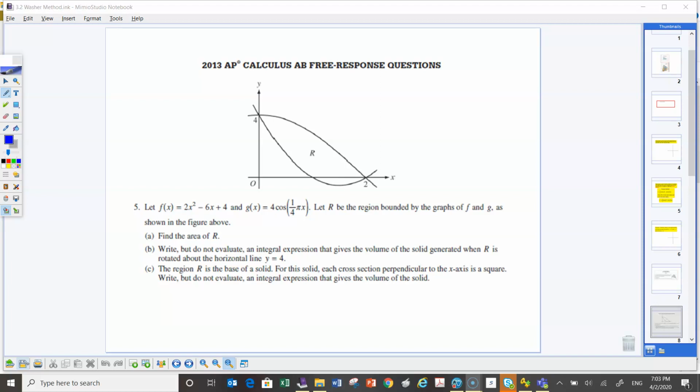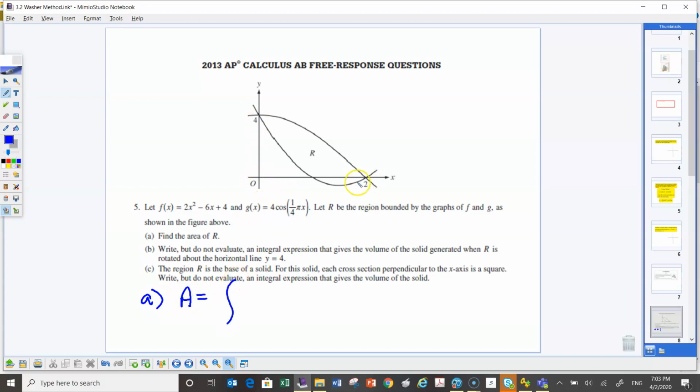It says 2x cubed minus 6x plus 4 and 4 cos(1/4 pi x), and let R be the region bound by these two functions as shown in the diagram. In question A, we want to find the area of region R. Again, this is a non-calculator question, so to find the area, it's equal to the integral.